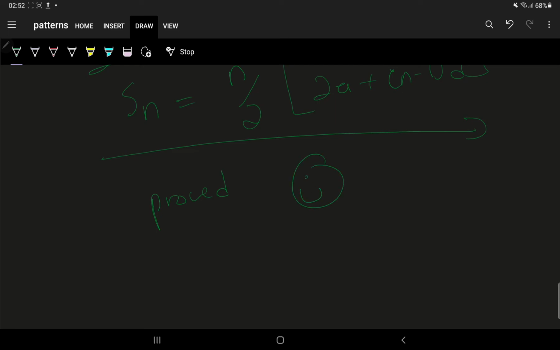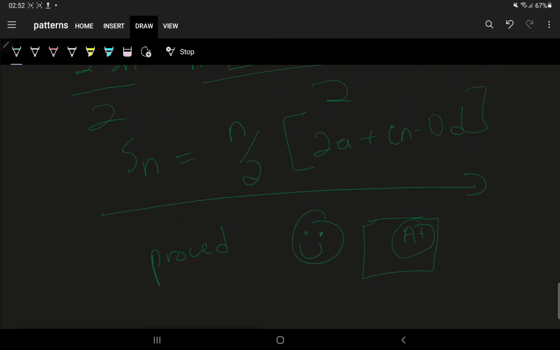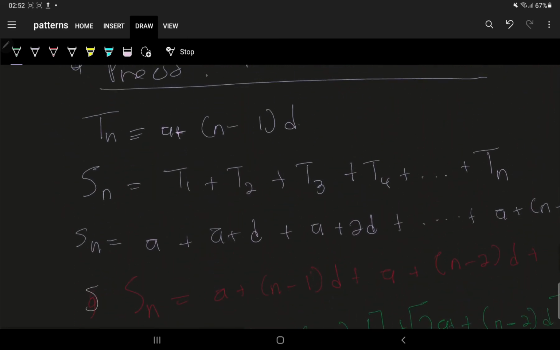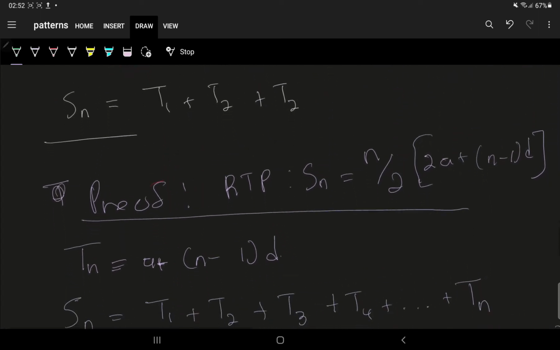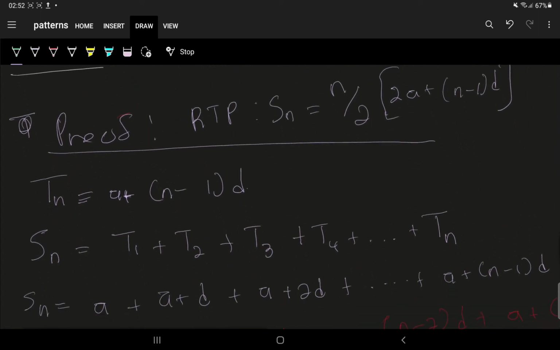So now we have proved our equation. Then we can get our A plus. You can get your A plus in A1. So, okay, I'm going to try to explain this proof again before I end this tutorial.